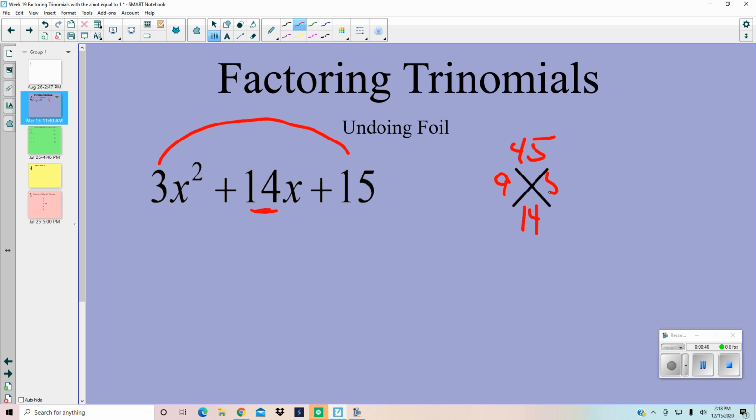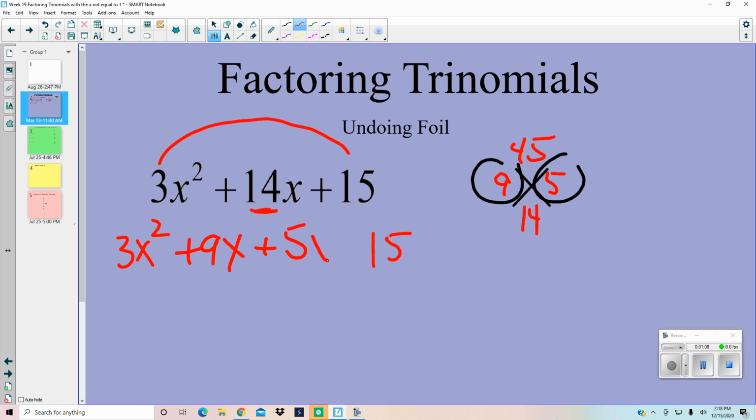The only thing that works is 9 and 5. 9 times 5 equals 45, and 9 plus 5 equals 14. Now, here's where grouping is going to be important. You're going to keep the 3x squared, and you're going to keep the 15. And then you're going to use the 9 and the 5 for those middle terms. So plus 9x plus 5x.